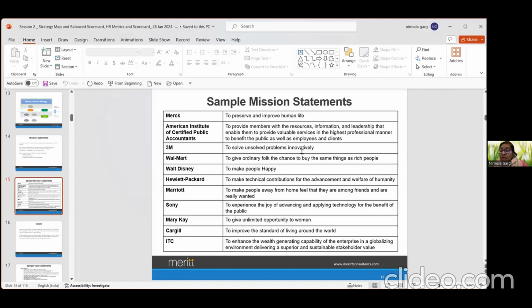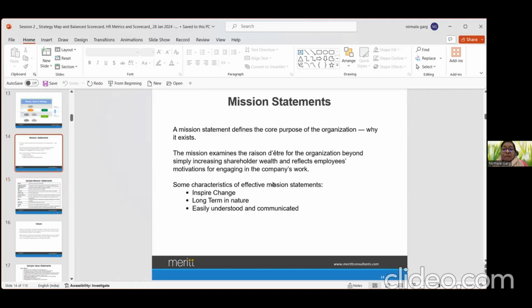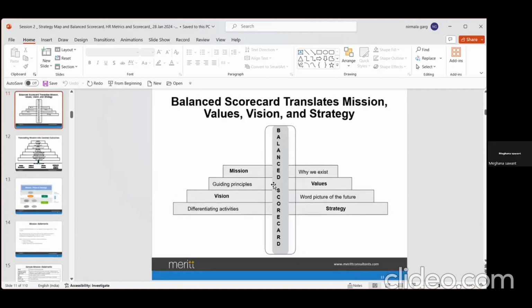Can any of you tell me your organization's mission statement? If you can recall it? Anybody? I was reading Gera's mission statement, but I'm not able to recall it now. It is to be the most preferred choice of developer, from the employee as well as customer perspective. It was interesting, but I'm not able to recall it now. Anybody else? Okay. So, why we exist.